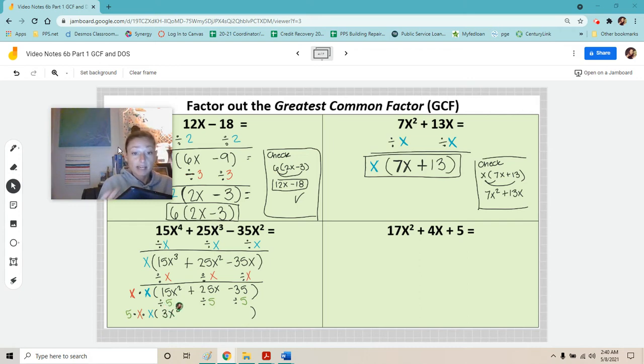25 divided by 5 is 5. And 35 divided by 5 is 7. Got to keep that minus on there. So I'll simplify what I have in front. I have 5 times x, that's 5x squared. And then the inside, again, is that 3x squared plus 5x minus 7.